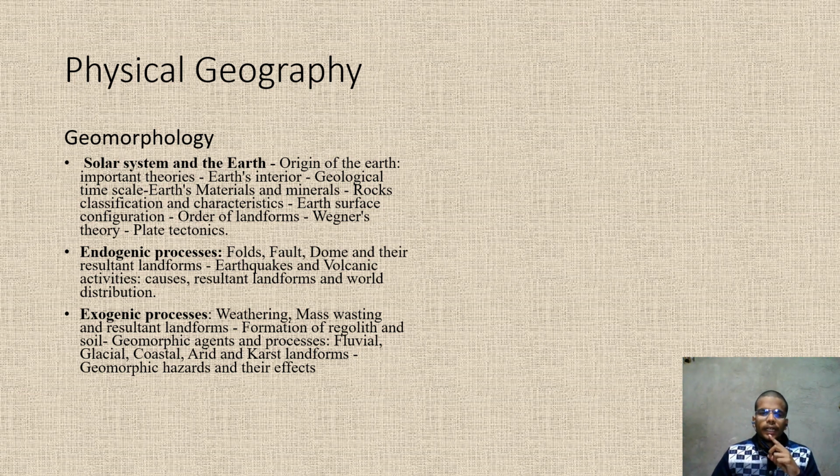Now talking about the endogenic processes. In the endogenic processes topic, the first three parts are folds, faults, and domes, and their resultant landforms. This part is usually the theory part. So you need to have an understanding of the different kinds of folds, and then what faults are and what the different kinds of faults are. That is the first thing. And in the fold section, you also need to know the theories responsible for the formation of folds. That is the second most important part you need to focus on in this topic.